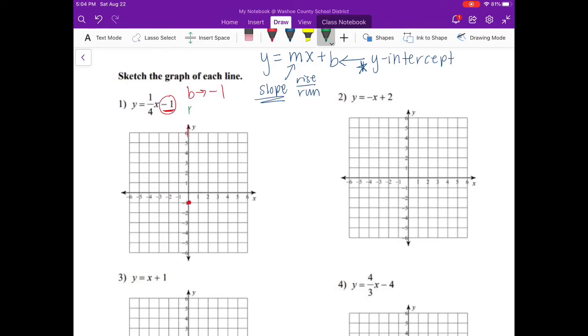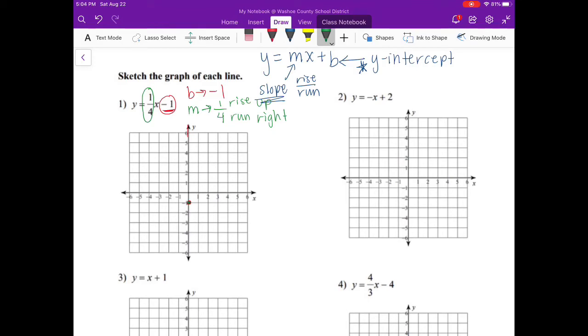Then I'm going to identify my slope. My slope is the number in front of x, not including x. X isn't part of the slope. So my slope is 1/4. I'm going to rise 1, run 4. And this is positive, so because 1 is positive, I'm going to go up, and then I'm going to run to the right, and that's how I'm going to plot additional points.